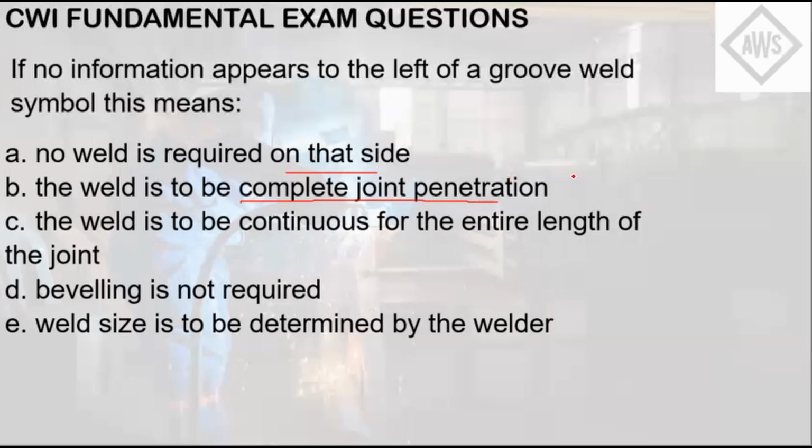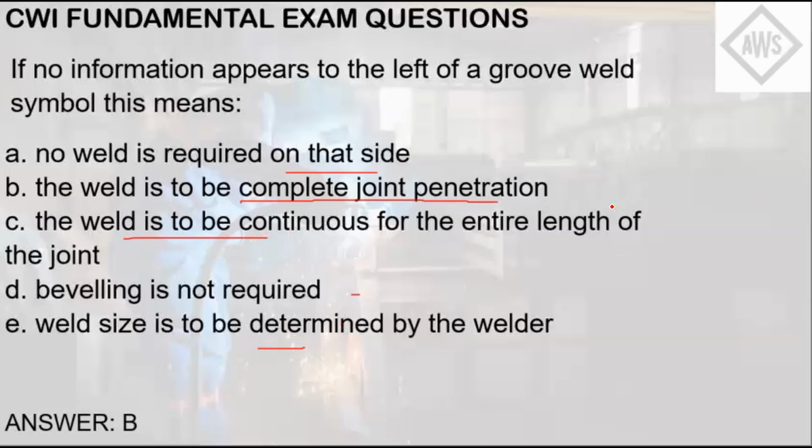For letter C, there's no information on the right side of the weld symbol. If the weld is to be continuous for the entire length of the joint, then that must be located on the right of the weld symbol, not on the left. Beveling not being required and the weld size being determined by the welder are false as well. So the answer here is letter B.